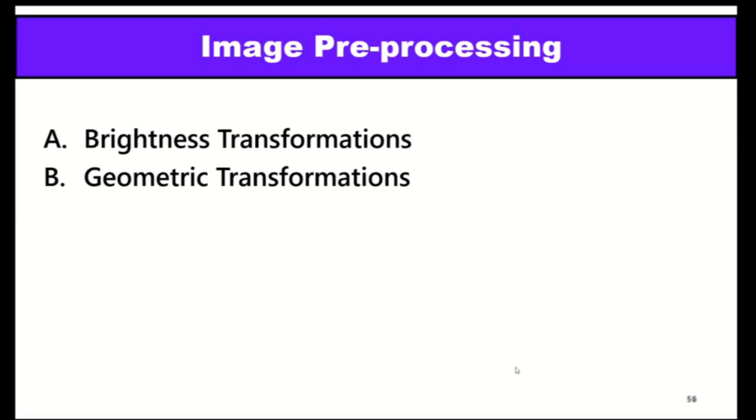Another thing, we need images in a particular size. We need particular highlights in that particular image. So brightness and geometric transforms are actually mathematical transforms. They operate on the image. They perform operations on the image. That's why they are called transformations.